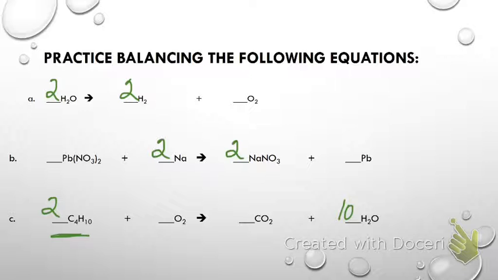8. So I'm going to put an 8 right there. All right, Riley, how many total oxygen do I have on my product side now? 26. How did he get that? 8 times 2 is 16 plus the 10 over here for a total of 26 oxygen.